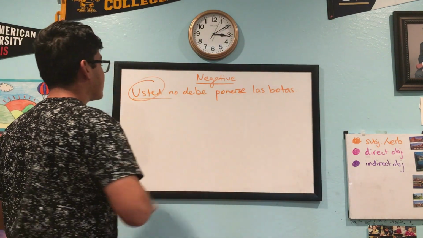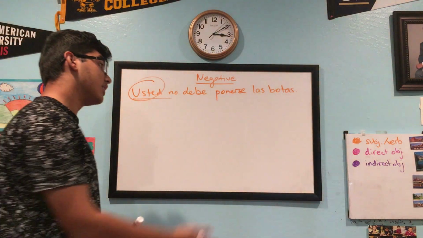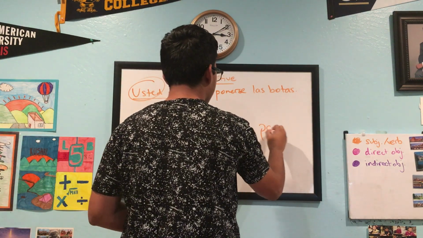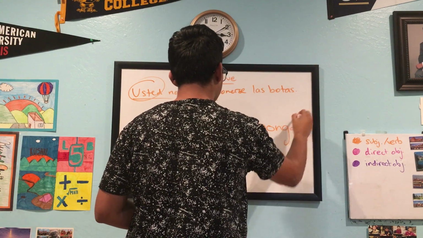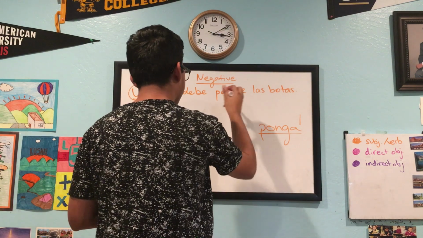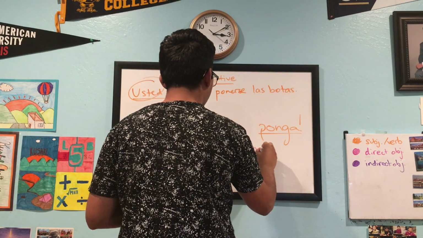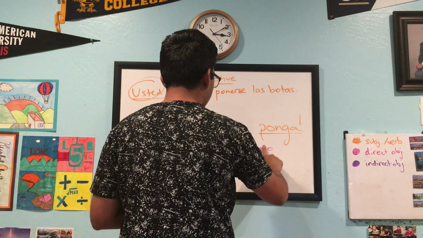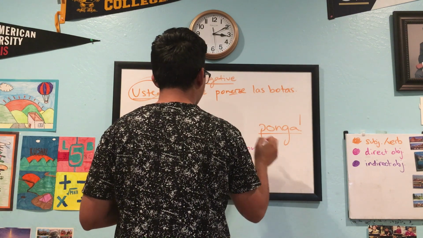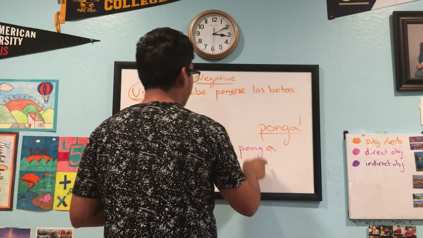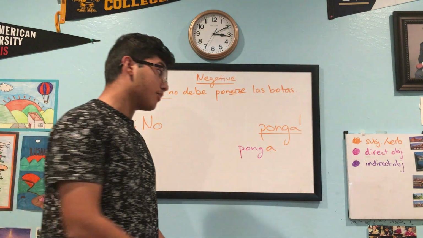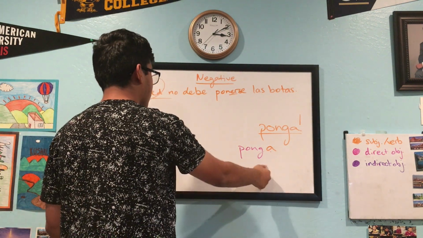So what is our usted command in the negative? No ponga. And why do we have ponga? It's because poner in the yo form changes to pongo. So we take off the o and then we add the correct a, because er goes to a. If you don't know that conjugation that I just did, feel free to watch my Commands Part 2. Same conjugations. No ponga.